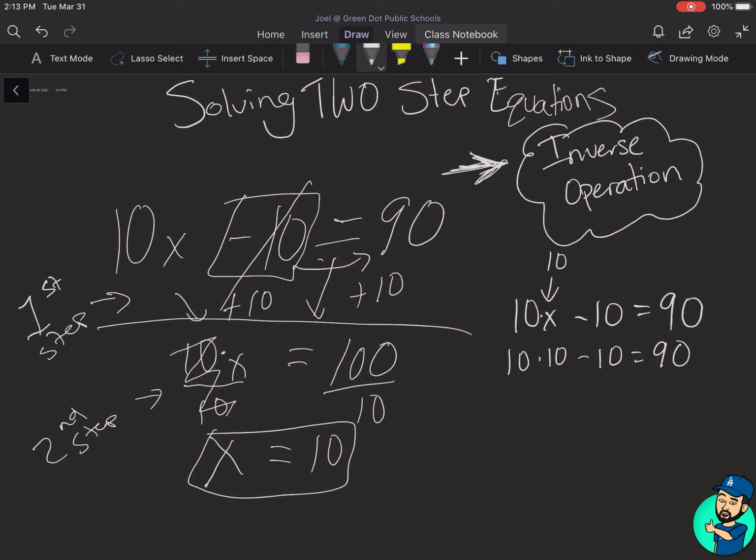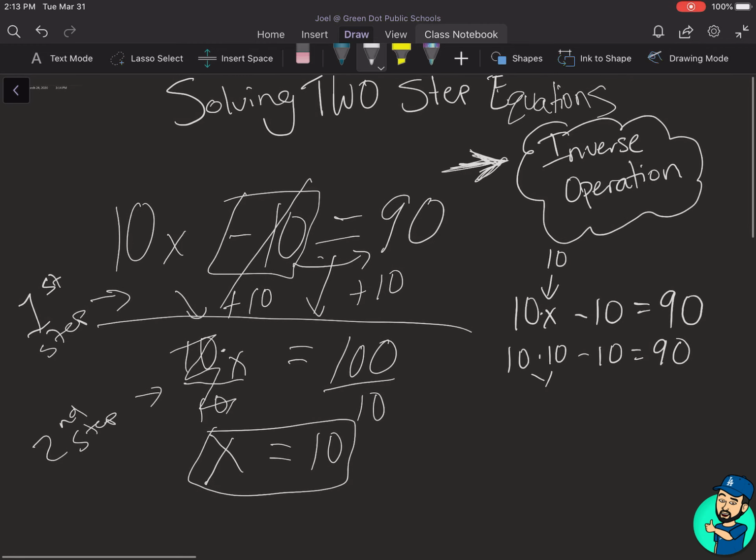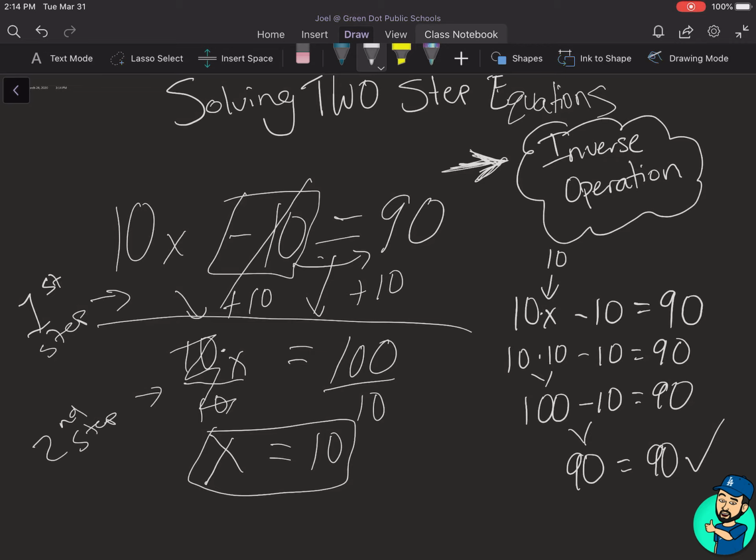In PEMDAS, in the order of operations, in the please excuse my dear Aunt Sally, multiplication comes first. 10 times 10 is 100. Copy and paste everything else down. 100 minus 10 is 90. And 90 does equal 90. So x does equal 10.